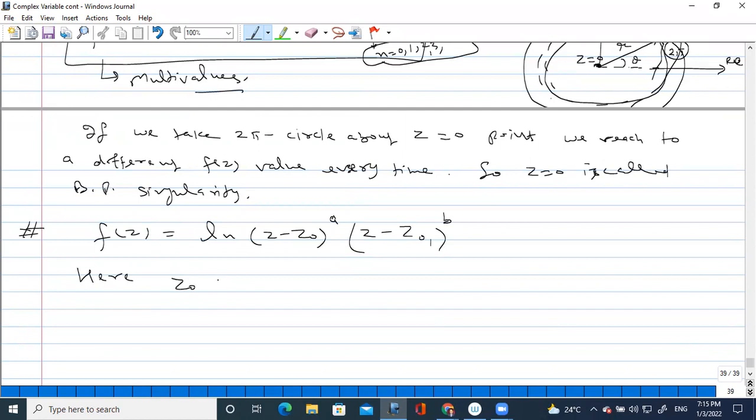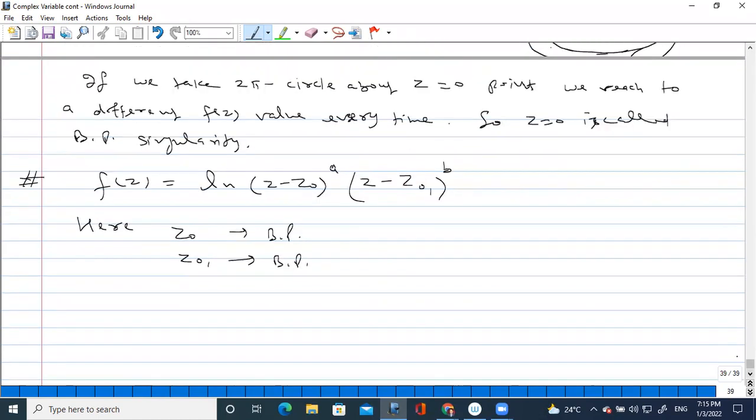So here z0 is a branch point and your z01 is also a branch point. Okay. And infinity also can be the branch point, but that depends upon these powers. If the sum of these powers is an integer, then infinity will not be included in the branch points. But if a plus b is non-integer, then infinity also you have to take as a branch point.